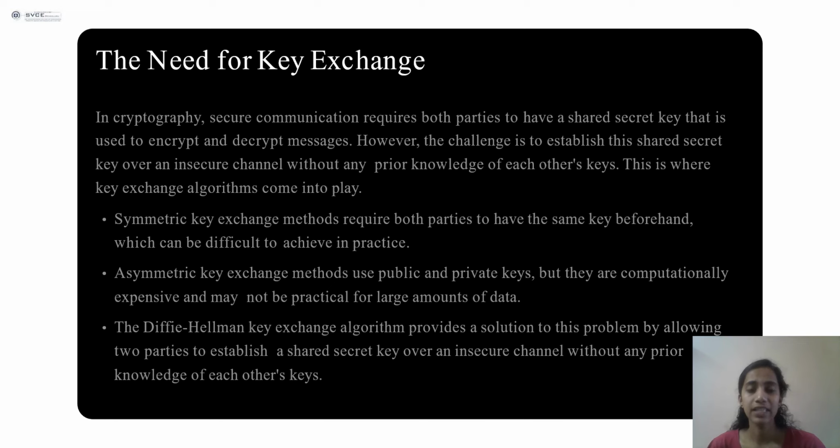Symmetric key exchange methods require both parties to have the same key beforehand, which can be difficult to achieve in practice. Asymmetric key exchange methods use public and private keys, but they are computationally expensive and may not be practical for large amounts of data. The Diffie-Hellman key exchange algorithm provides a solution to this problem by allowing two parties to establish a shared secret key over an insecure channel without any prior knowledge of each other's keys.